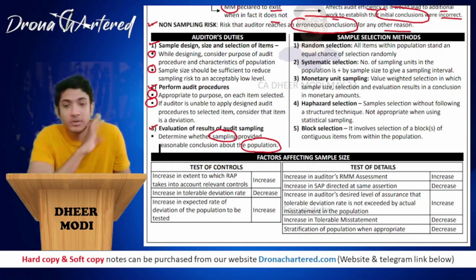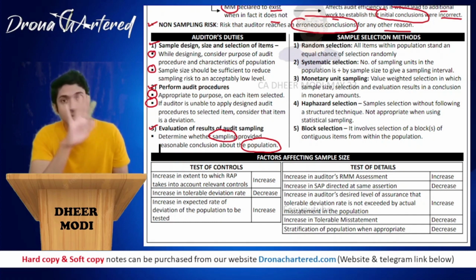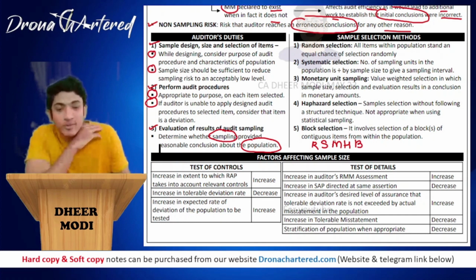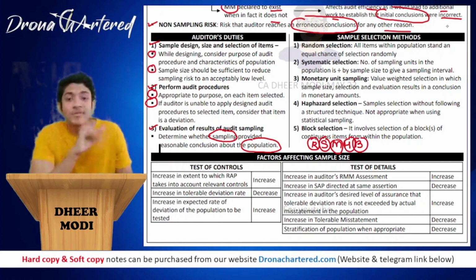Clear? So this is your auditor's duty. Now what are your sample selection methods? There are five types of methods. The key is RSMHB. If you want to remember, you can learn it as Sambar, SMBH and R. So these are your five types of sampling.